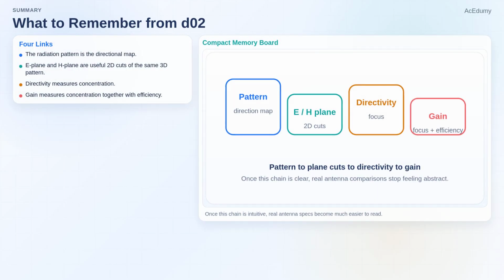For this lesson, remember 4 links. The radiation pattern is the directional map. The E-plane and H-plane are useful two-dimensional cuts. Directivity is directional concentration. Gain is directional concentration together with efficiency.